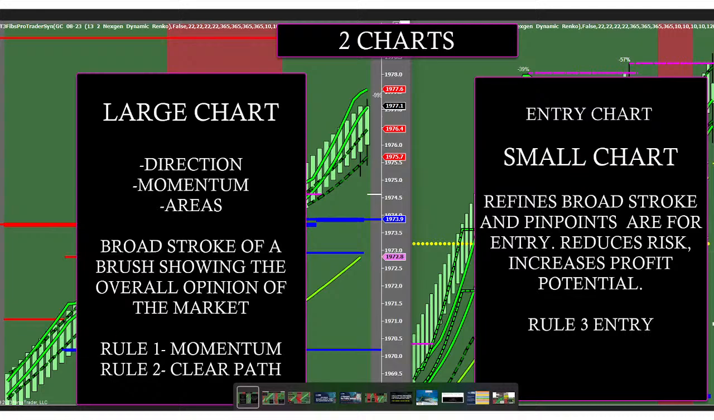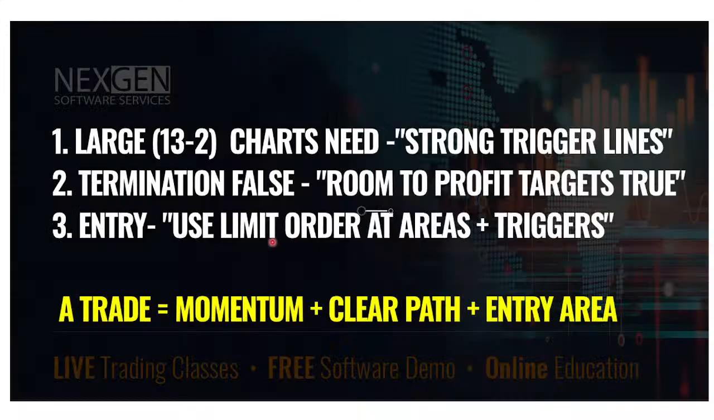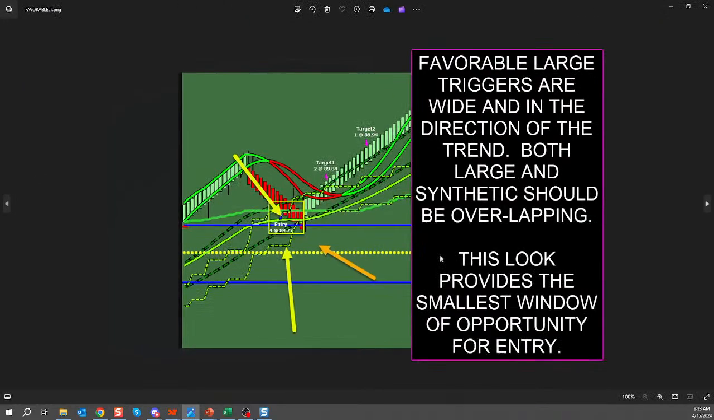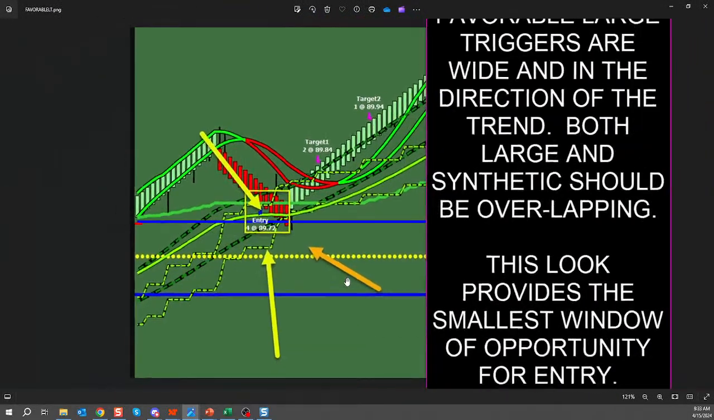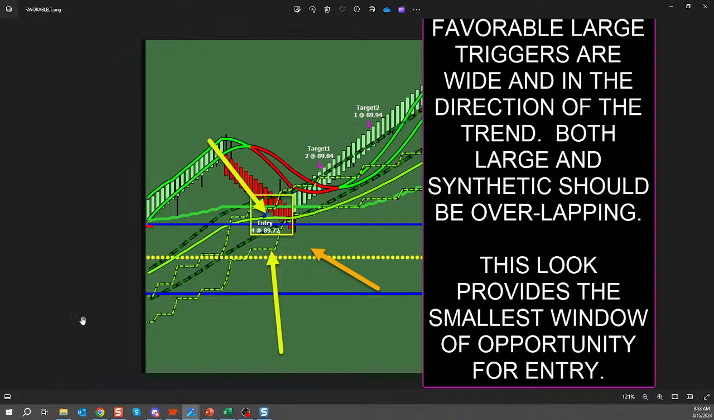I'm going to go to the small chart, and I'm going to use a limit order to buy or sell a pullback at an area inside of what I call favorable large triggers, guys. And favorable large triggers, I'm going to show you the picture. I can't remember if I put it into my PowerPoint or not. Favorable large triggers means that the large triggers from the small chart, the smooth dashed lines, and the synthetic triggers, those stepped dashed lines.